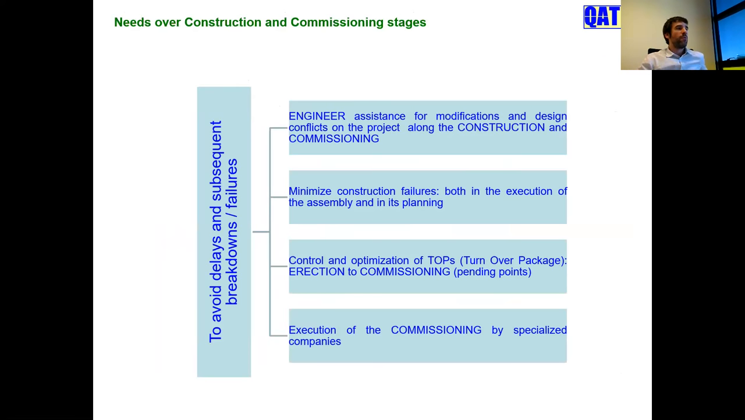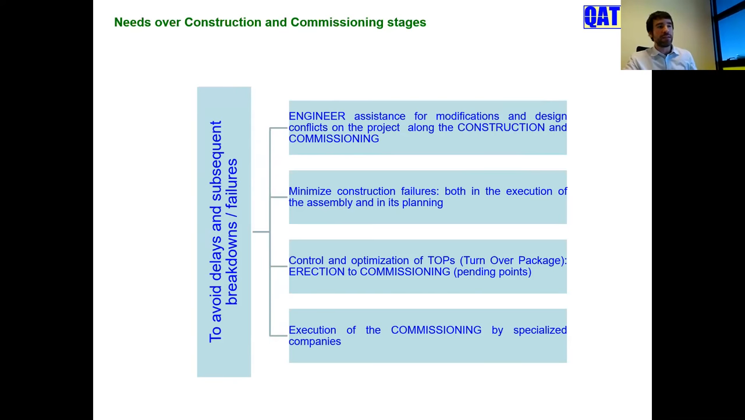So, which are the needs over construction and commissioning stages? The need is to avoid every kind of delays, every kind of stoppages, every kind of failures. What we need, not only in construction, even in commissioning, is the engineering assistance for the modification. Because when you face a new project, you have an engineering memory, but maybe it's a copy of another project. So there are a lot of mistakes that will arise along the project.